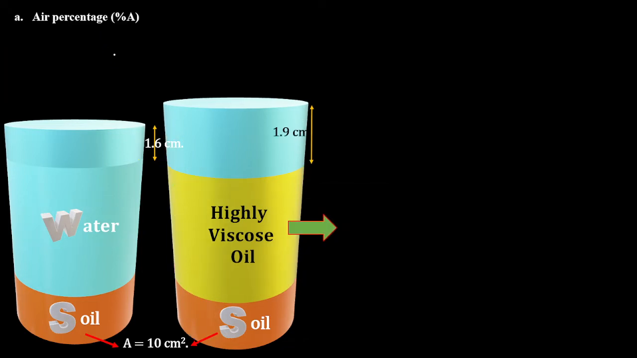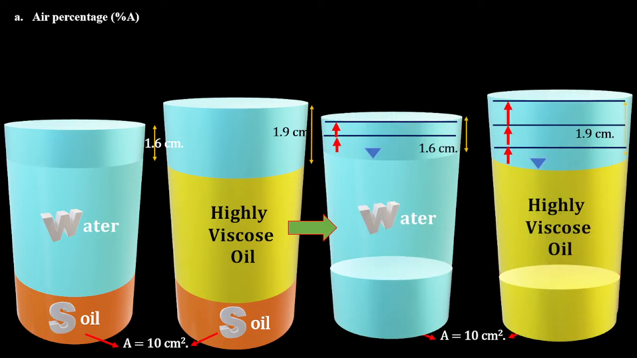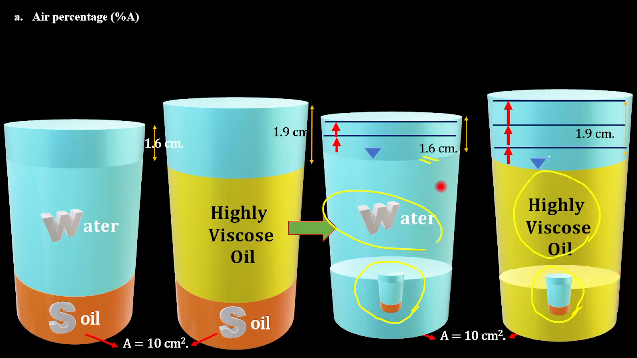In calculation of air percentage, consider we put our sample in scenario 1 in just water, and it rises by a height of 1.6 centimeters. And in the second case, we relocate our soil sample, with three components of soil, water, and air, in a very highly viscous oil, and it rises by 1.9 centimeters. We want to calculate air percentage for these problems. So, air percentage is volume of air over total volume.